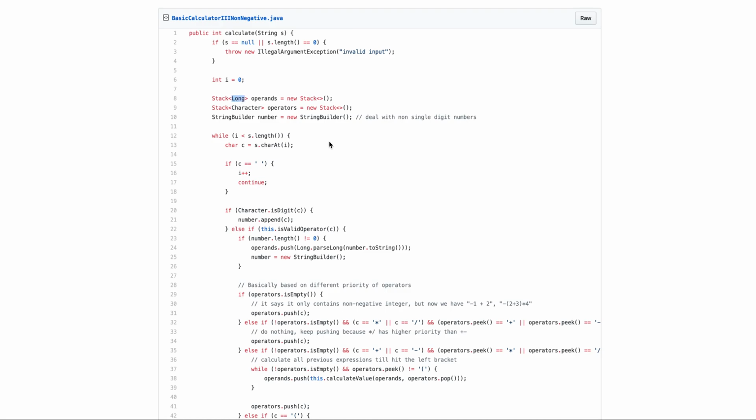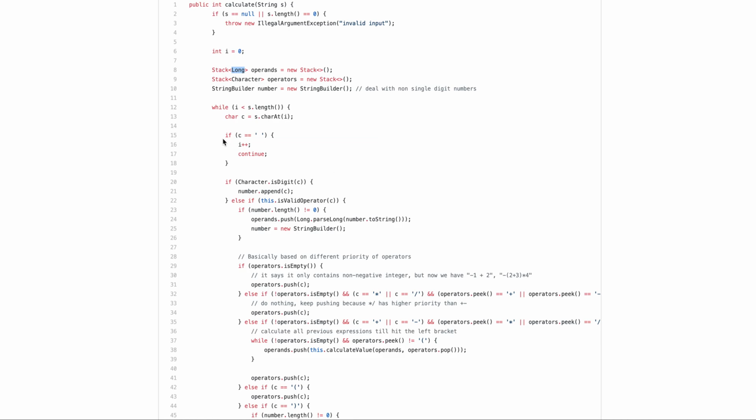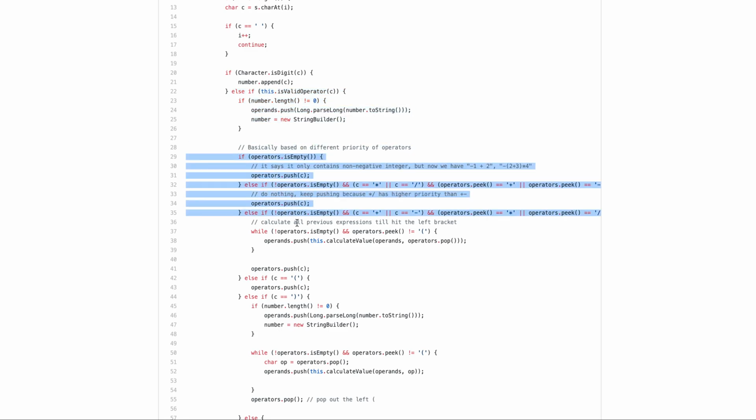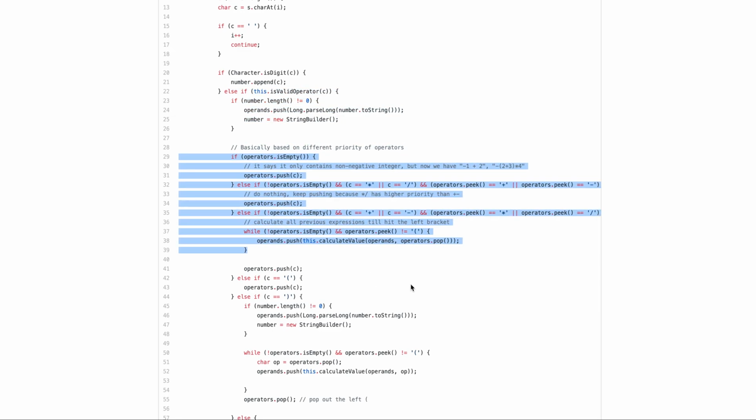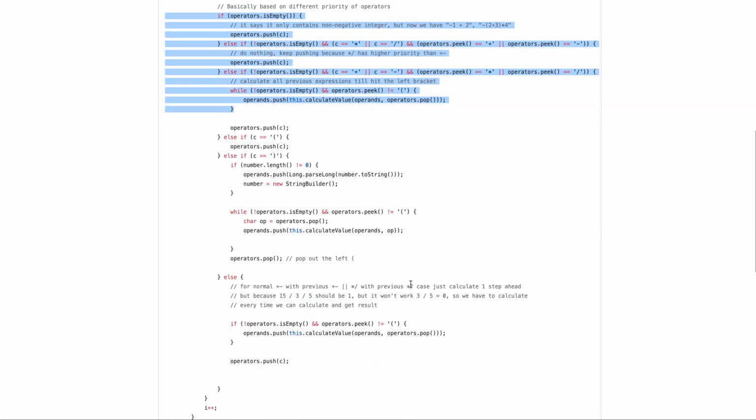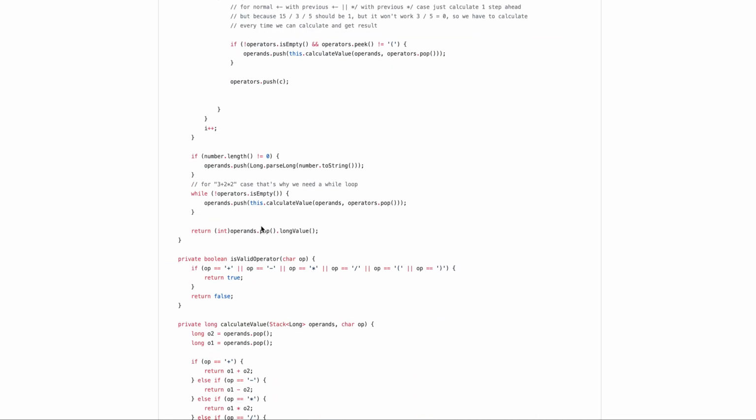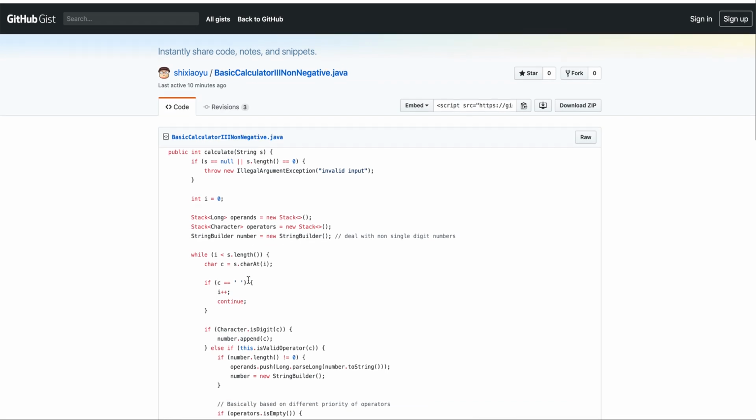And also remember, we should always use a long because they do have the stack integer overflow case. Handling the empty one, digit, valid order, and then here is exactly the same as basic calculator one. And then here else is like a normal calculator case. All we need to do is, as long as the object is not empty, and if it's not left parenthesis, we just continue calculating, and then we push the operator, and then everything is the same.